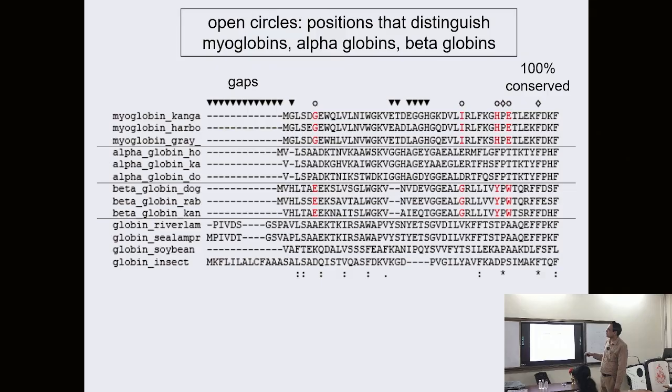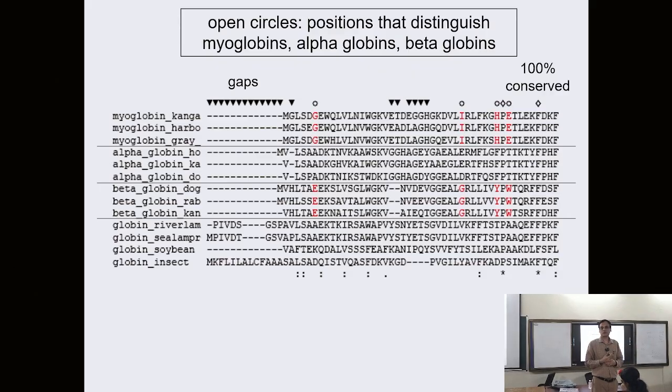So you can see that in myoglobin the residues are only G. Look at this column indicated by this open circle. In myoglobin the residues are G, in alpha globin it is A, in beta globin it is E. So these are informative sites, and those sites got captured by multiple alignment, and these sites are discriminating between these three types of globins.